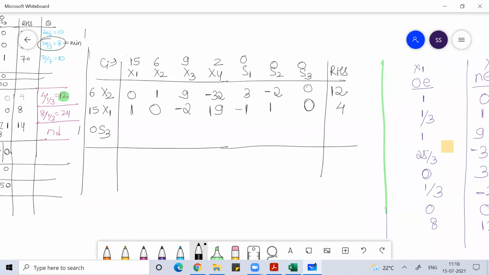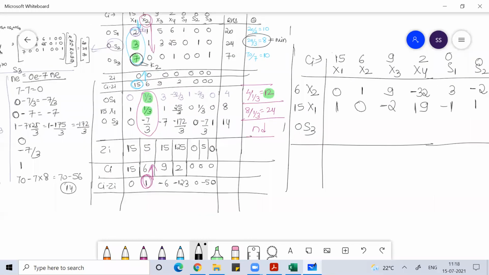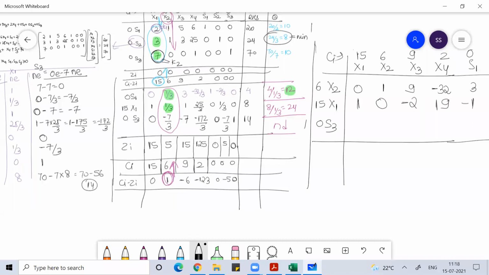Now simultaneously I have to find the value of S3 also. S3 value, let me write it down. If you write it down, that is 0, minus 7 by 3, then minus 7 by 3, minus 7, then minus 172 by 3, then 0, minus 7 by 3, then 1, and then 14. This is your old value of S3.